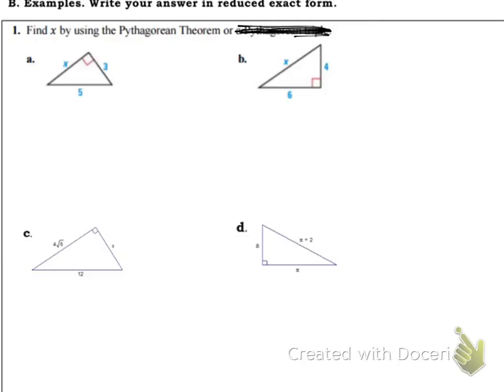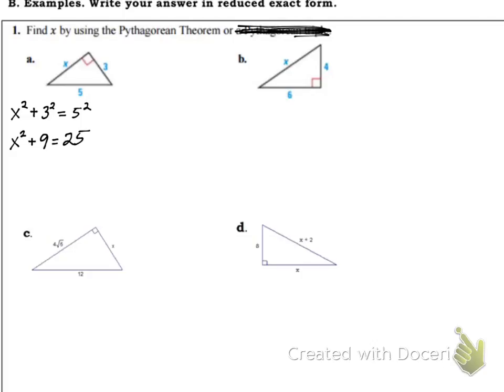So for this particular one, one of our legs is x, so I'm going to write x squared, plus the other leg squared has to equal my hypotenuse squared. I can't do anything with my x, so I'm going to leave that as x squared. Well, 3 squared is just 9. 5 squared is 25.